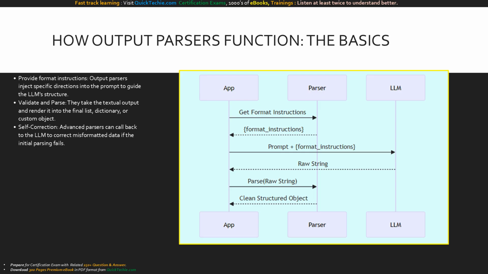The most amazing part, some advanced parsers have self-correction mechanisms. If the LLM produces invalid data, the parser can automatically send it back, point out the formatting error, and ask the LLM to fix it.